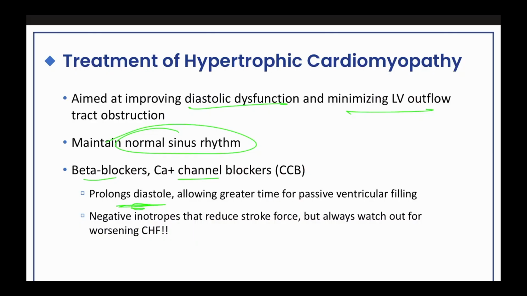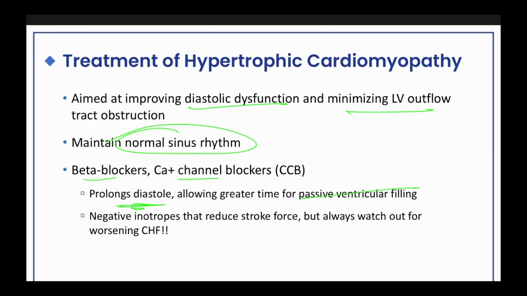But if the chamber size is already smaller, you're allowing more time for it to fill. When it goes too fast, you still have a smaller chamber, but you also have a time constraint to fill it. So it just improves it, but does it correct it? No, but it improves the filling. So remember that this is a diastolic filling problem. We want to improve the filling.